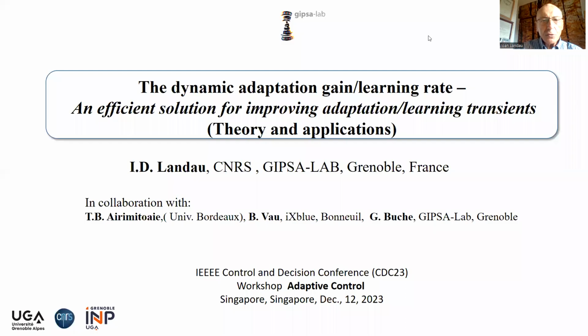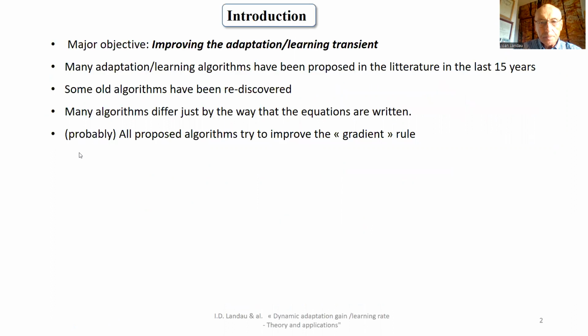My presentation will concern the concept of dynamic adaptation gain, which is an efficient solution for improving the adaptation or learning transients. The work has been prepared in collaboration with Tudor Bogdana Eremitwaev from Bordeaux University, Bernard Vaux from X-Blue, and Gabriel Buch from GIPSA Lab Grenoble. The major objective is to improve the adaptation learning transients.